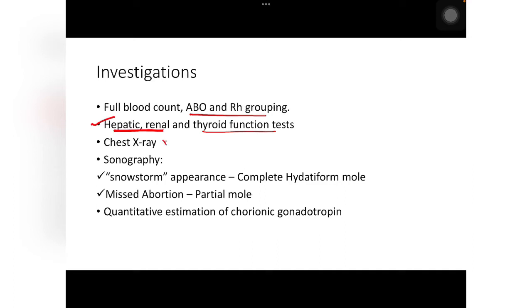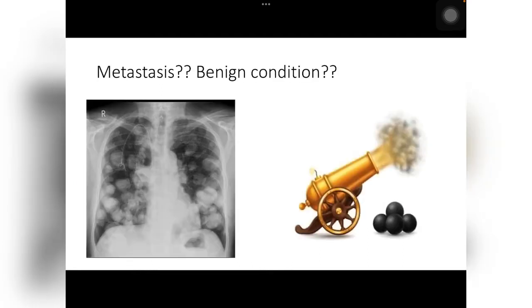The next important thing is chest X-ray. I'll come back and tell you why it is important. And then we get an ultrasonography done. In ultrasonography, in a complete mole, we have the snowstorm appearance. In partial mole, it resembles a missed abortion. And most important of all, beta HCG is going to be very high in this condition compared to a normal pregnancy. So you have to do a quantitative estimation of the human chorionic gonadotropin.